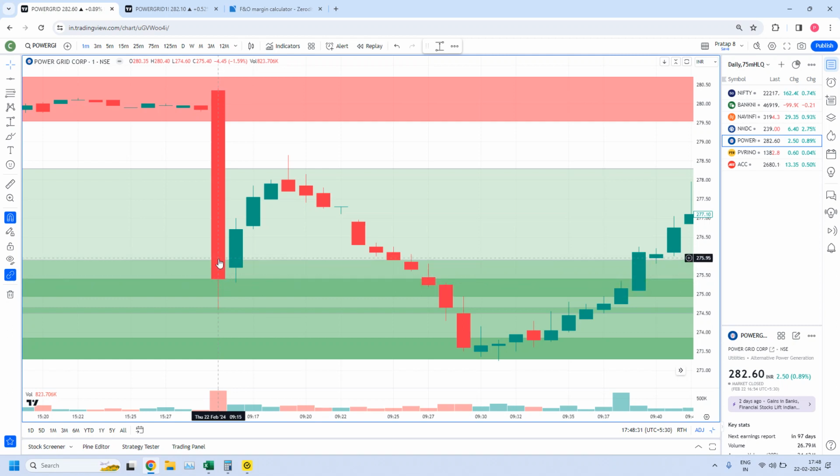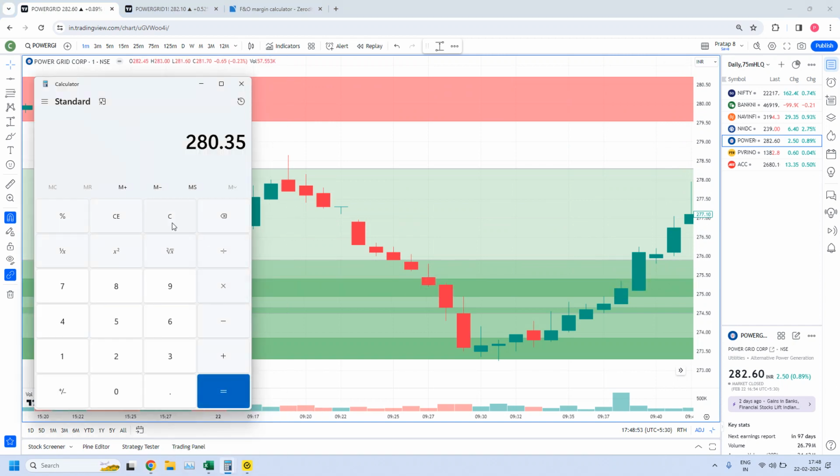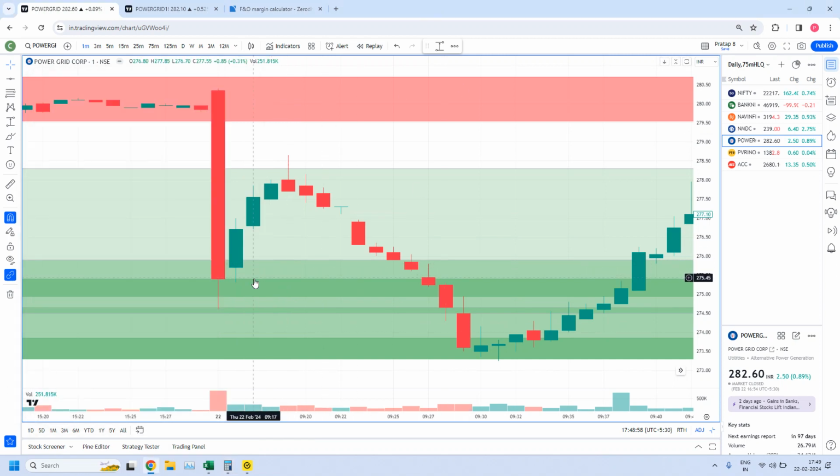Sorry, this is the close price, not open price. This is the open. Open is here. This is close. That's why I'm saying why huge difference. While closing, that is exactly at the proximal line. That is 275.40 paisa. 275.40 is your entry. Somewhere here. Just a little above this proximal entry.